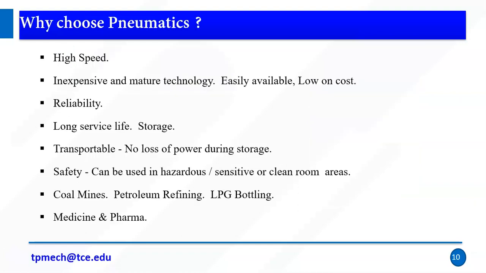Why do we choose pneumatics? The reason is, first, high speed. It works at high speed. It is an inexpensive and mature technology, easily available and low on cost. Atmospheric air is available all over the world.